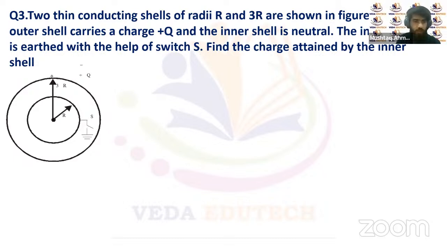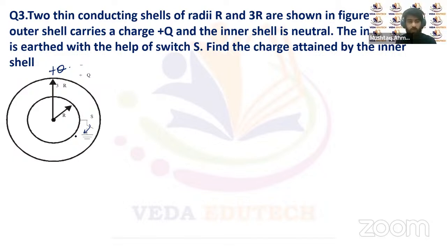So this is the outer shell here. The charge on the outer shell is given as plus q, and initially there is no charge on this inner shell. But there is a switch S connected with the earth. It's in an open state right now. Now if we close this switch S, the inner conductor will be grounded.